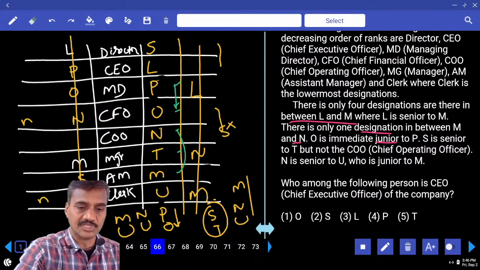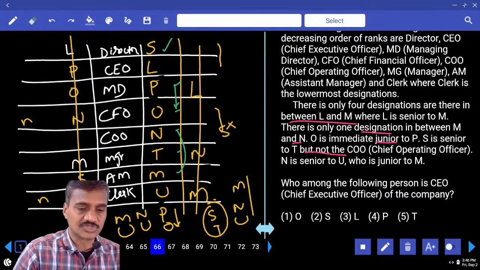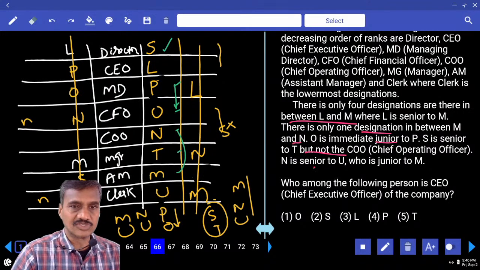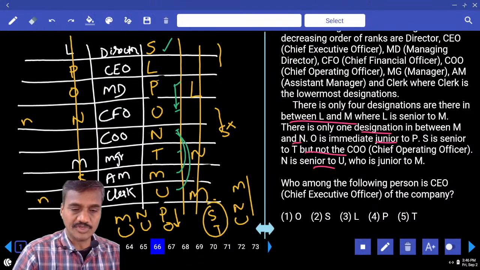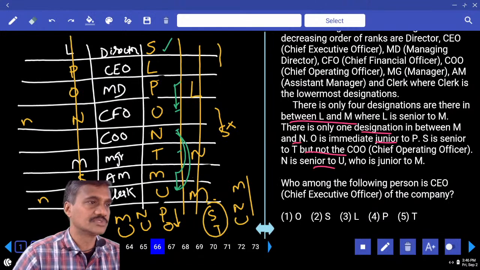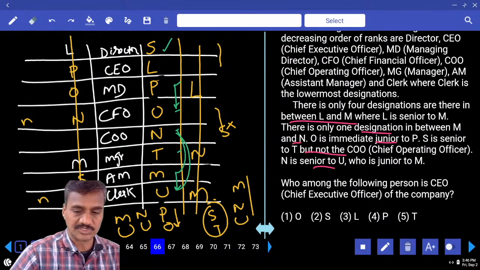S is senior to T. S is above this T, but not COO. And S is not COO. And N is senior to whom? N is senior to U, N and U. And U is junior to M. U is junior to M. That matches my information.